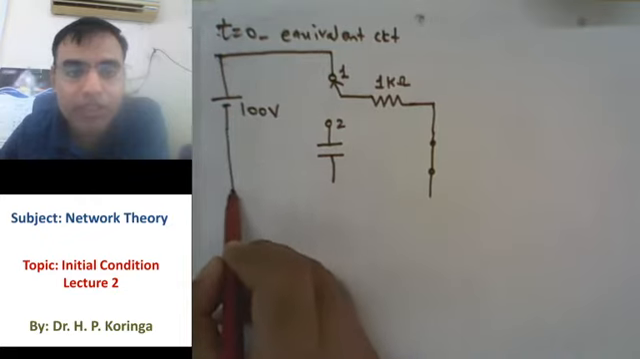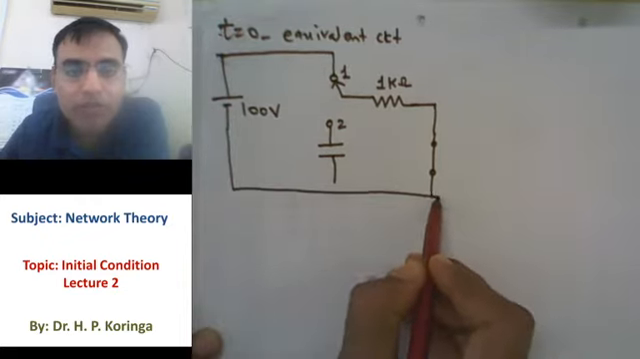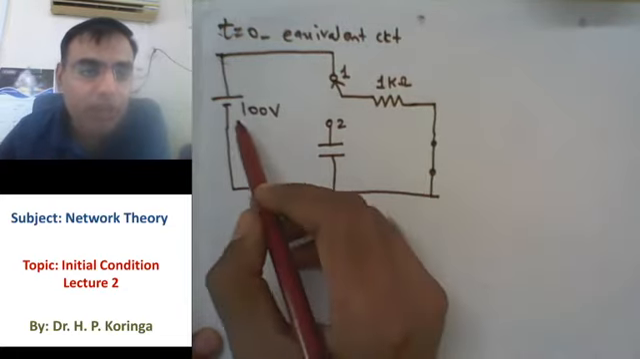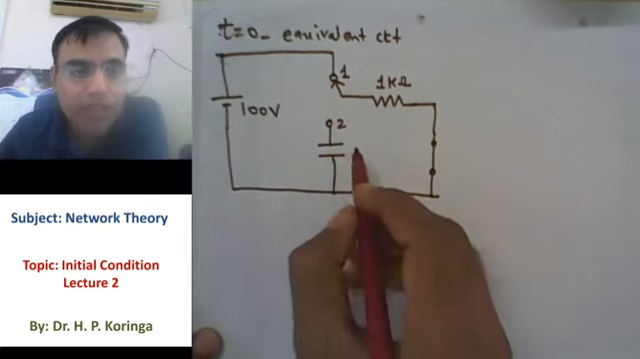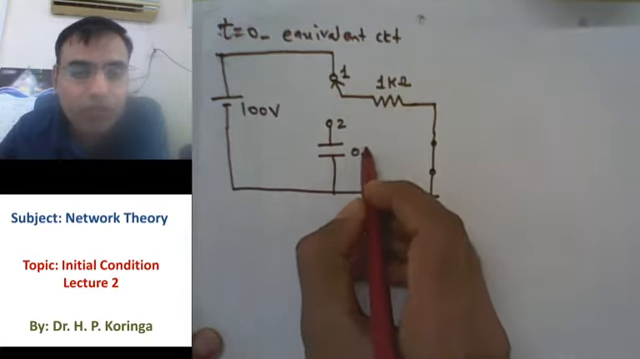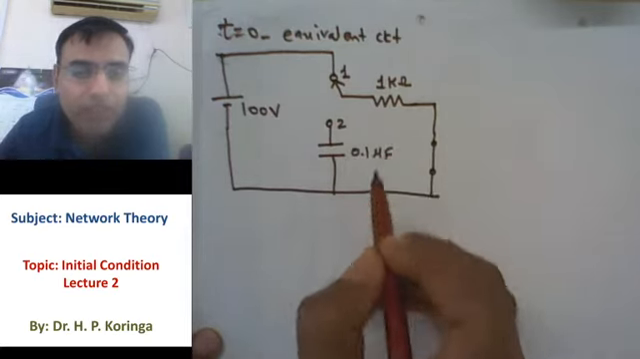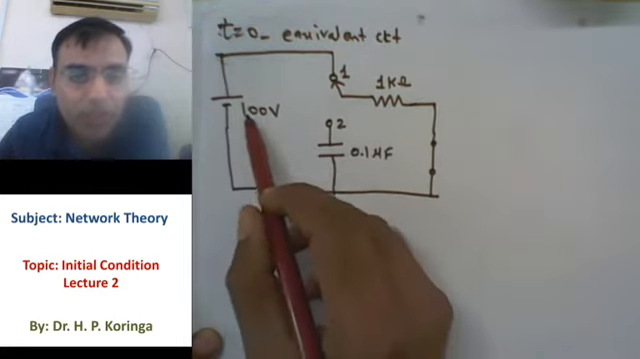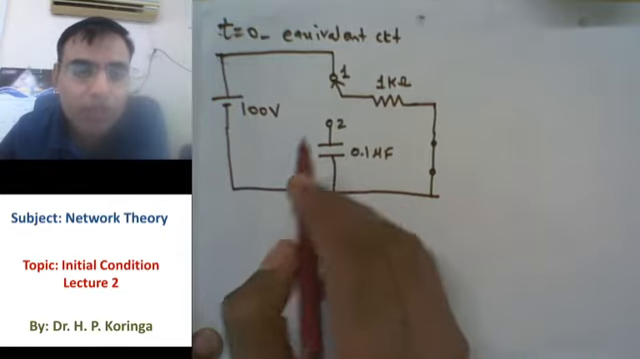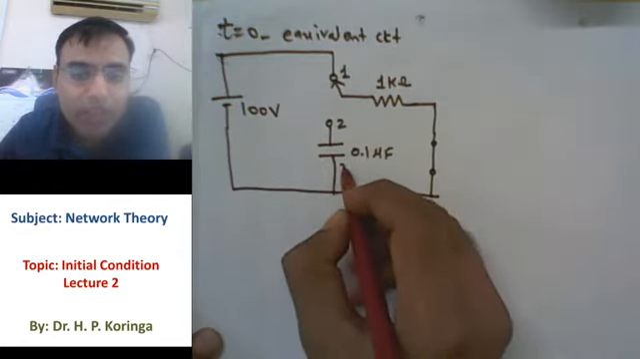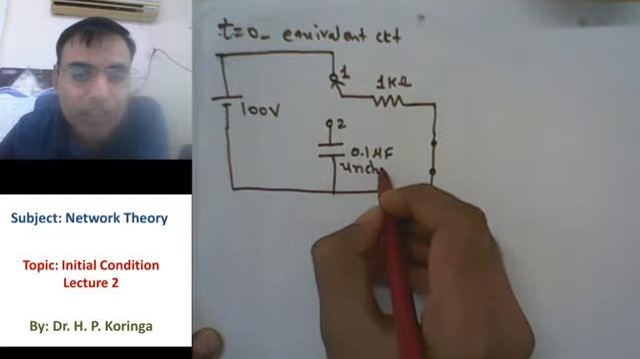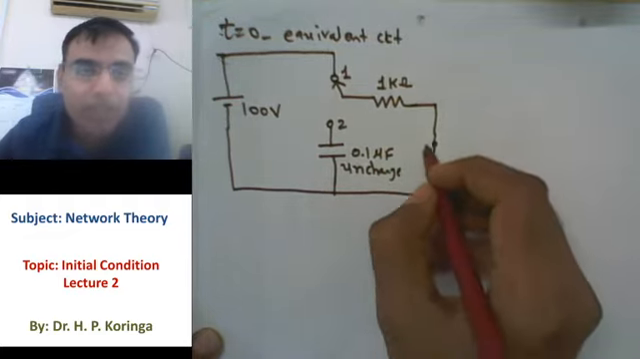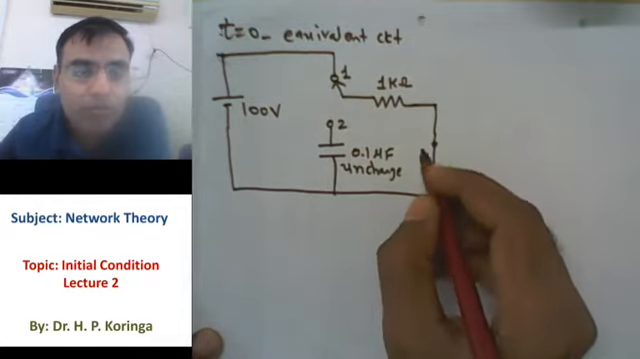The inductor was connected before switching to the 100 volt source, but the capacitor was not connected to any source. So the capacitor is an uncharged capacitor. This capacitor is uncharged, and the inductor is a charged inductor because it was connected with the source before switching.